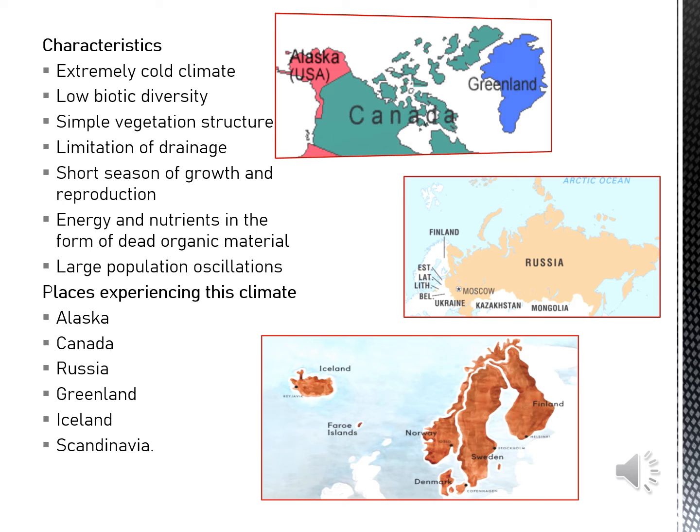Characteristics. Extremely cold climate, low biotic diversity, simple vegetation structures, limitation of drainage, short season of growth and reproduction, energy and nutrients in the form of dead organic materials, large population oscillations. Places experiencing this climate: Alaska, Canada, Russia, Greenland, Iceland, Scandinavia.